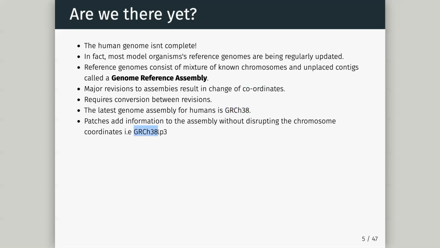So we may have GRCh38, and we may be on the 6th or 7th patch. When you download a genome, you'll typically download something like this. You'll know its major version, and you'll know its minor version.